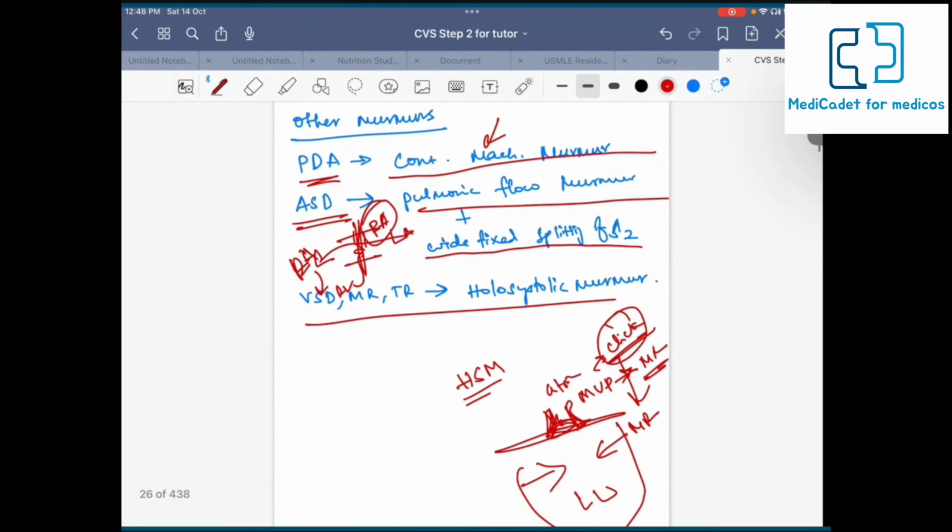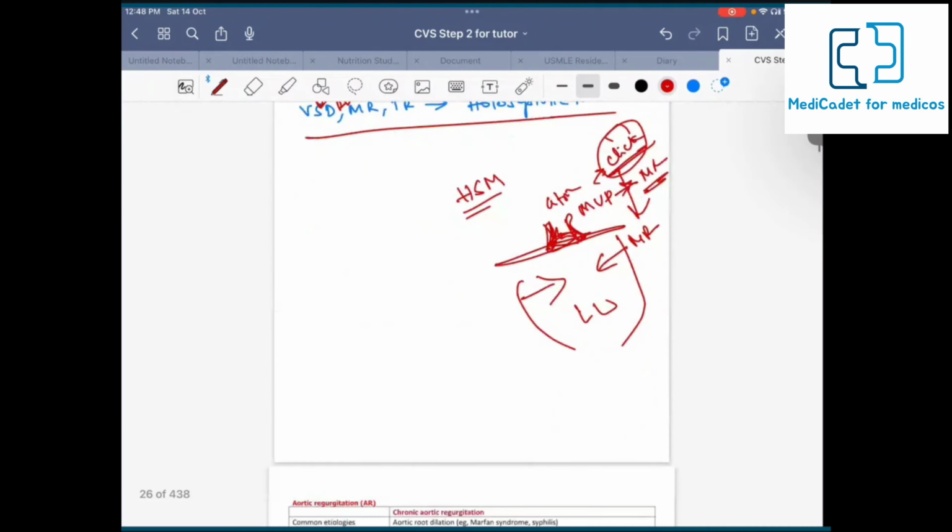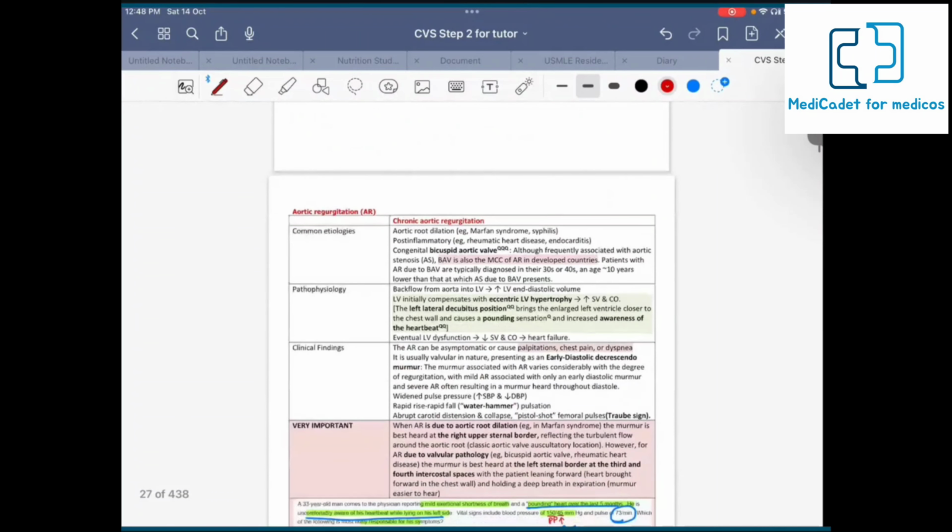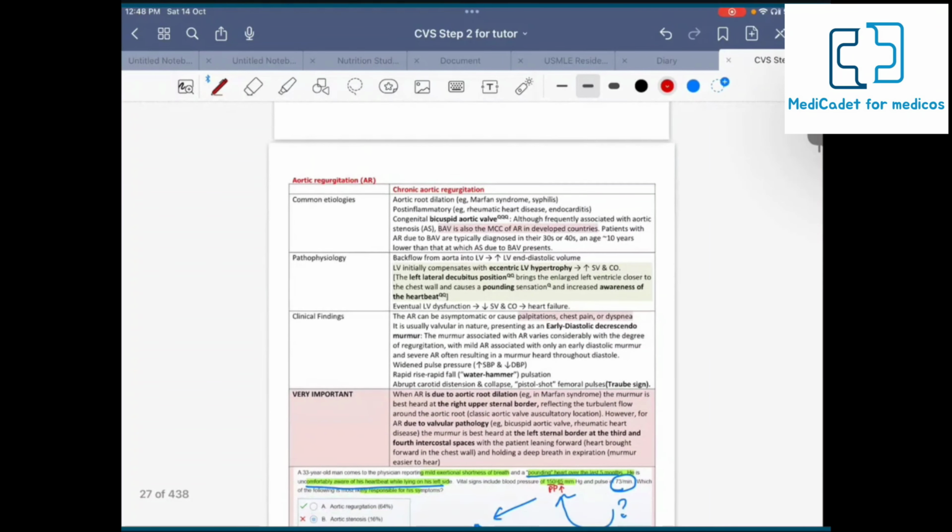And then I told you about the holosystolic murmur. I hope this gave an overview about all the important murmurs. Okay, so now we will go into the aortic regurgitation topic.